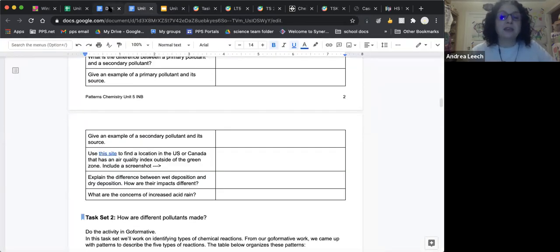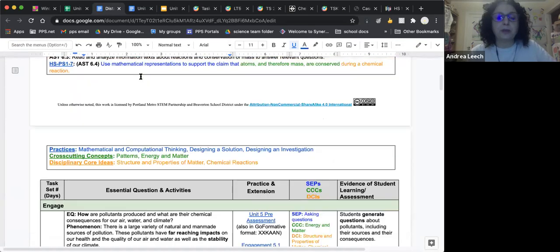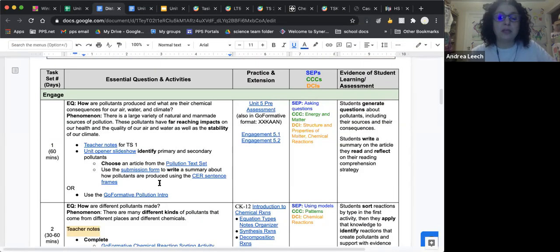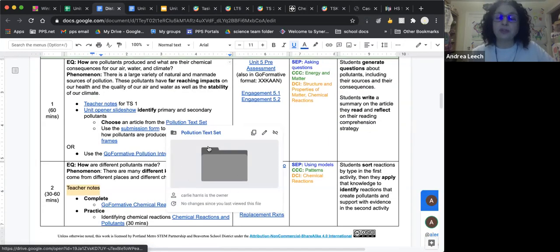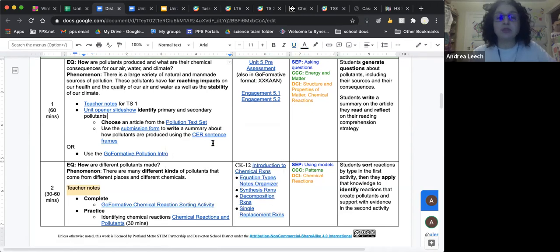The next thing that the distance planner has us do is go through and read these pollution text sets. So this is what I would suggest to do as asynchronous. If you go into this folder, there's a bunch of different texts that you can assign to students and have them read through and do a claim evidence reasoning for their particular pollutant. So they're going to do a report on what this is caused by and where it is coming from exactly.